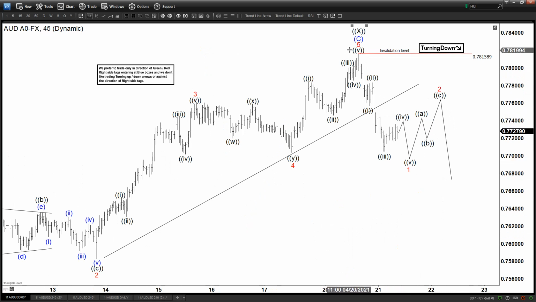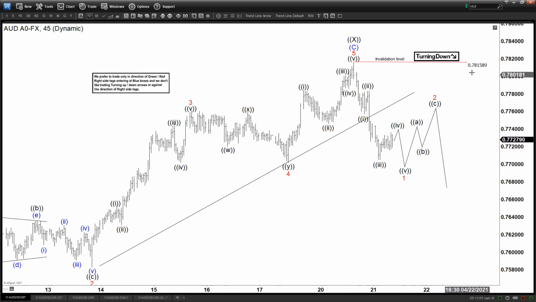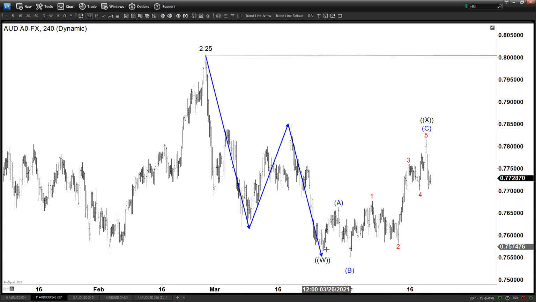And then the reversal might have already happened right now. It's already going down. So for now, as long as we stay below this 0.7815, we could see the Australian dollar continue to go down and possibly do a double correction from February 25th in the form of WXY. Okay, but overall, remember, it's only 3 swings or 3 waves from here, so overall it still remains bullish, even if it's going to be doing a double correction.